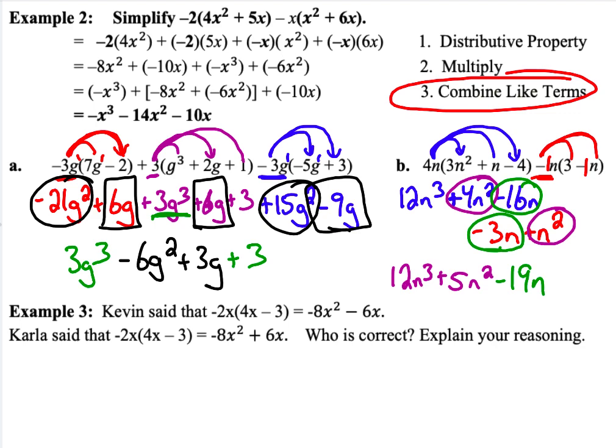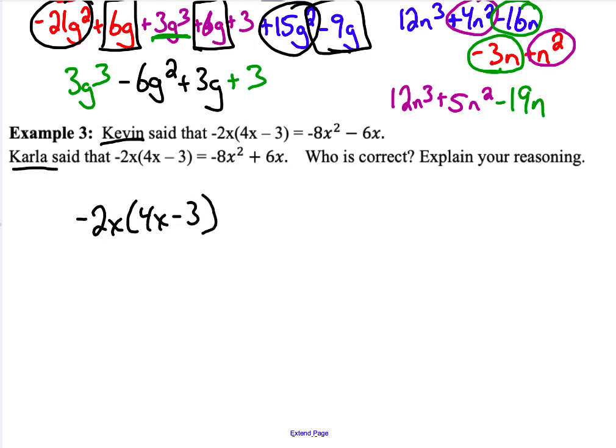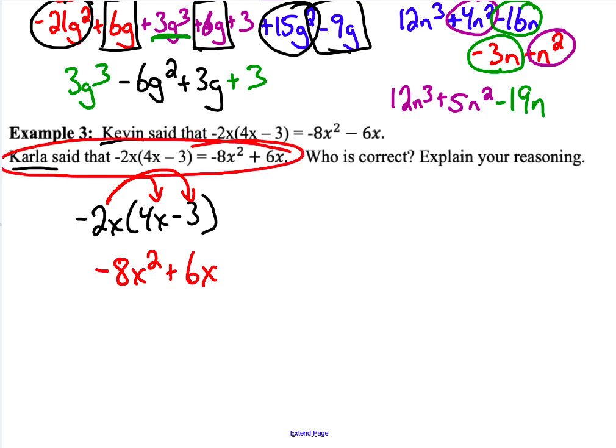All right, last one real quick. We want to know in these two cases, Kevin and Carla each did the problem, negative 2x times 4x minus 3. We just want to know who did it correctly. Well, negative 2x times 4x is negative 8x squared. Negative 2x times negative 3 is positive 6x. So in this case, Carla did it correctly. It looks like Kevin missed the negative times a negative, which would make it into a positive.